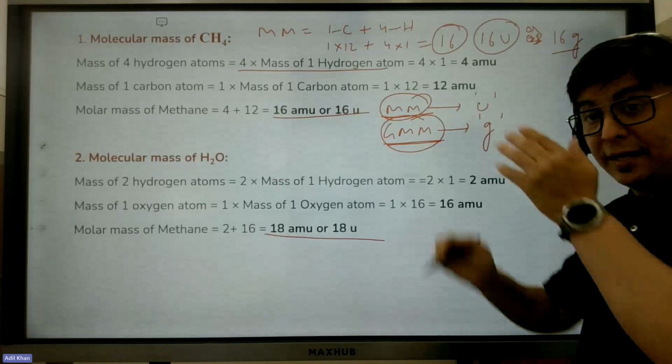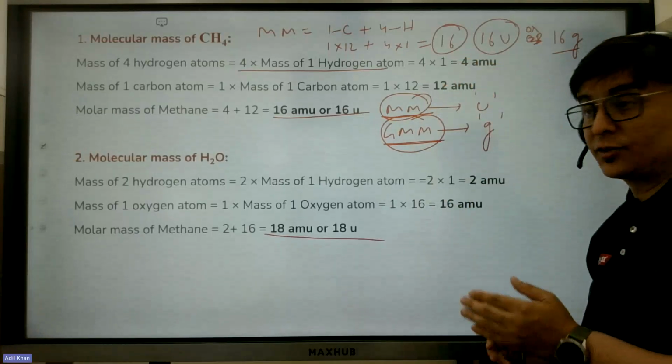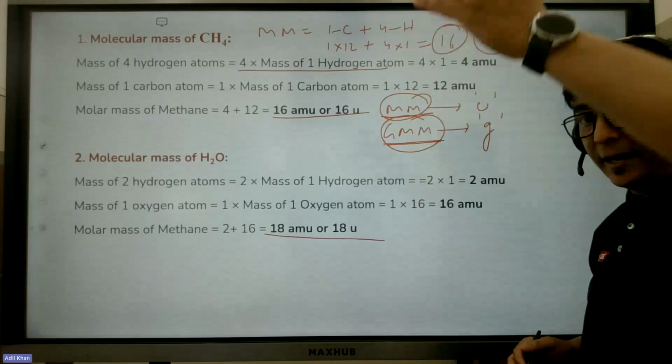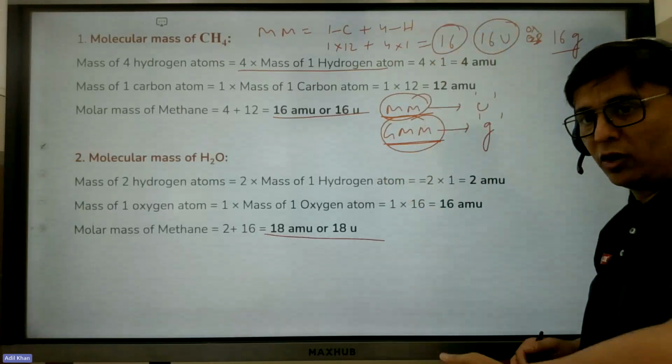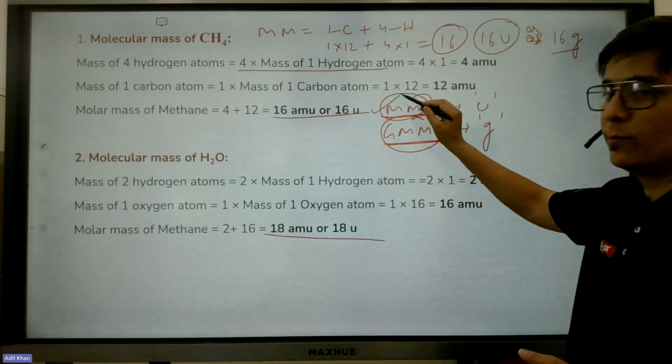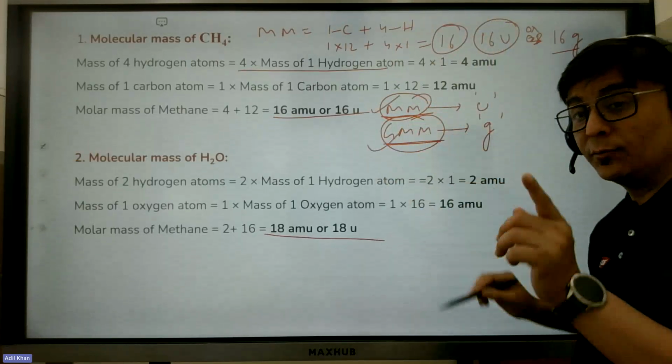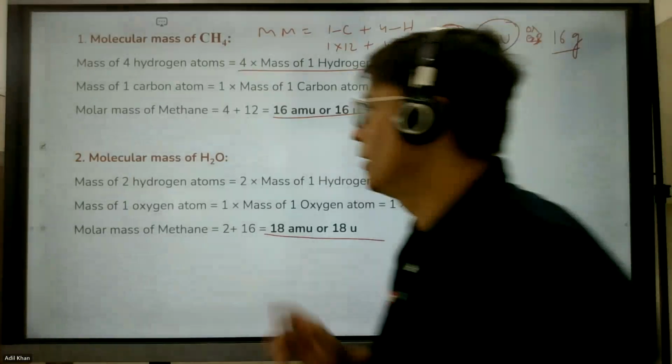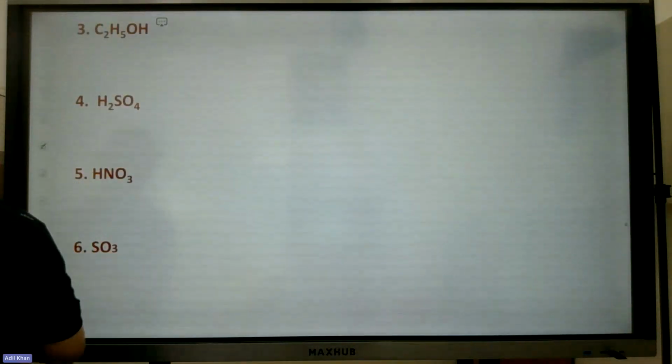What 3 columns I have given in case of atomic mass? It was mass of 1 atom and mass of 1 mole of atoms. Similarly, it will be mass of 1 molecule and mass of 1 mole of the molecule. Now let's see a couple of examples and try to solve them.